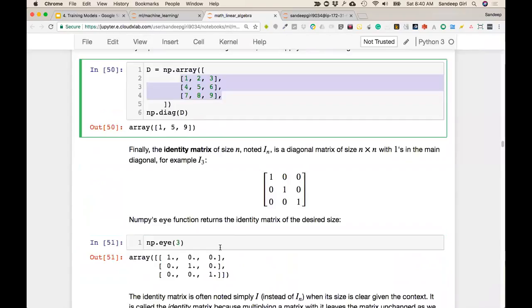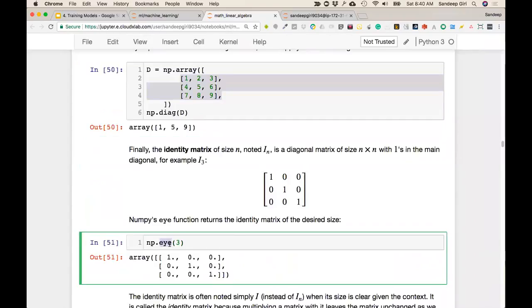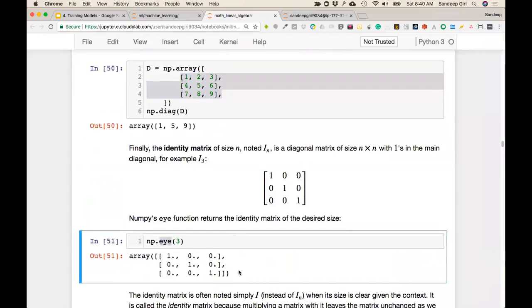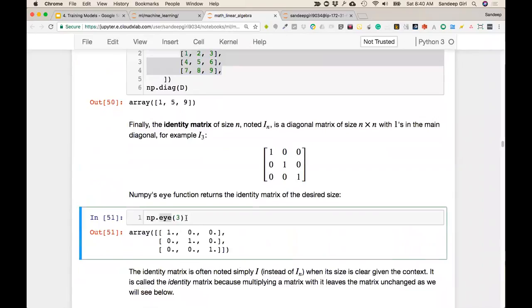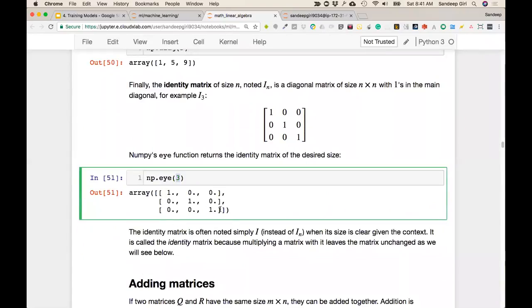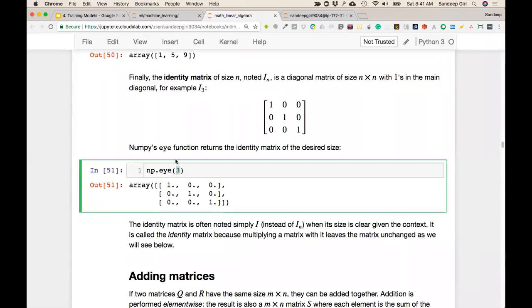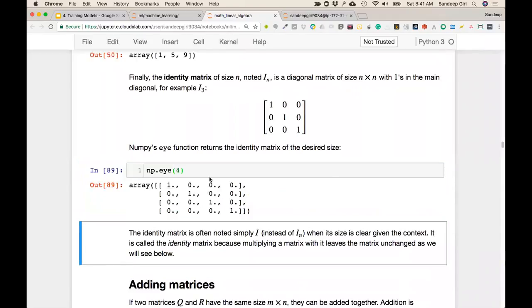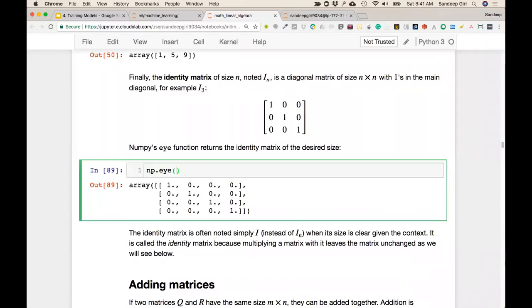Identity matrix is very simple. By using np.identity, we can create an identity matrix. If we say 3, it'll create a 3 by 3 matrix having all the diagonals as 1. If we say 4 here, it's going to create a 4 by 4 for us. So you can see that.